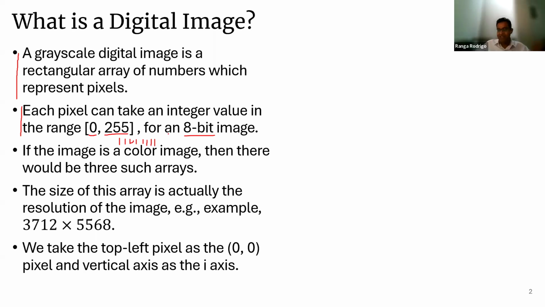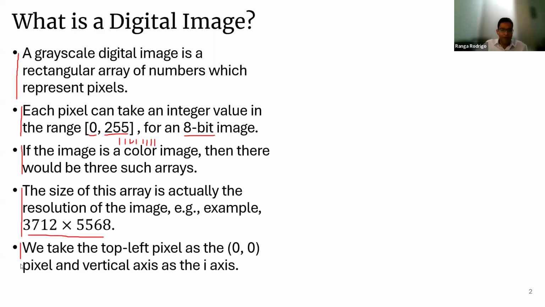grayscale image. Grayscale images are not color images. If the image is a color image, then there would be 3 such arrays. The size of this array is actually the resolution of the image. For example, if you take a newer camera, it will have a resolution 3712 times 5568 or so. These are high resolution images.